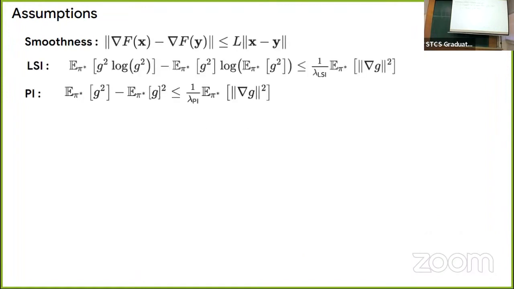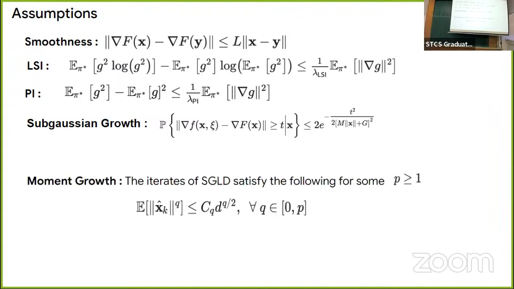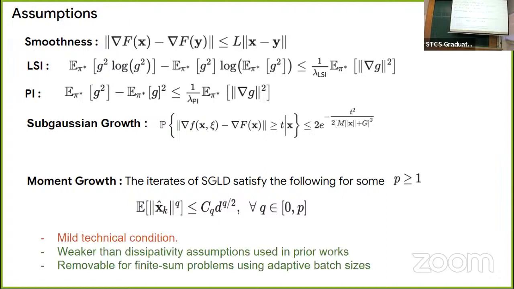So smoothness and LSI. This won't cover the Poincare inequality now, as that requires a bit more refined arguments. Let's suppose that we have LSI conditions, and we assume sub-Gaussian growth of the noise; we don't necessarily restrict to bounded noise here. And the moment growth conditions are still there for some p greater than or equal to 1. This satisfies that the qth moment is of the order p to the q over 2. This is a mild technical condition, and we can remove it using adaptive batch sizes.